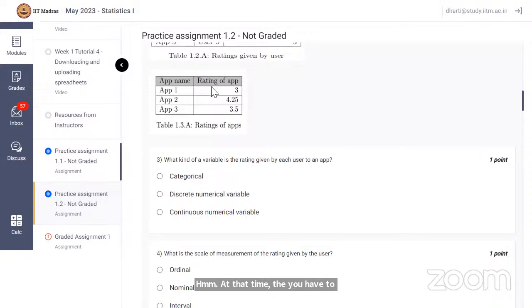The phrase 'to an app' is more important, right? That's what I have to think. That's why for table number 2, it's a continuous numerical variable. Okay, it makes sense. Thank you, ma'am.